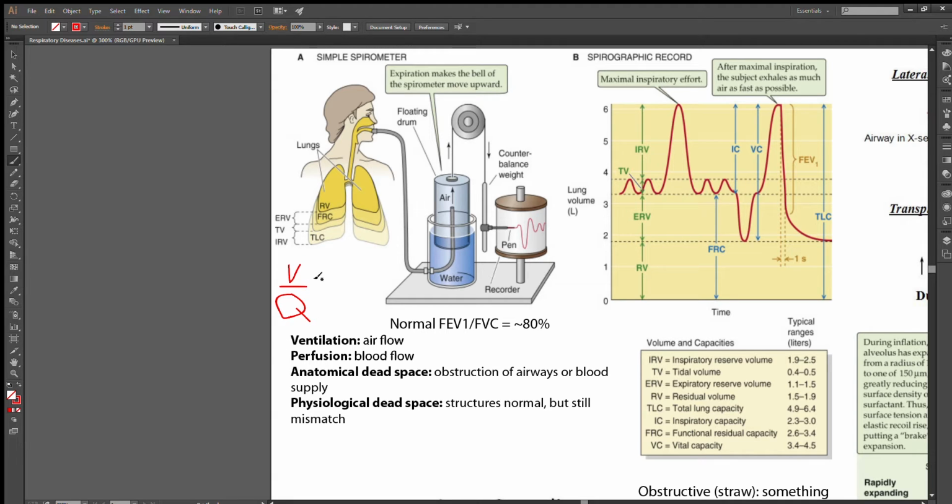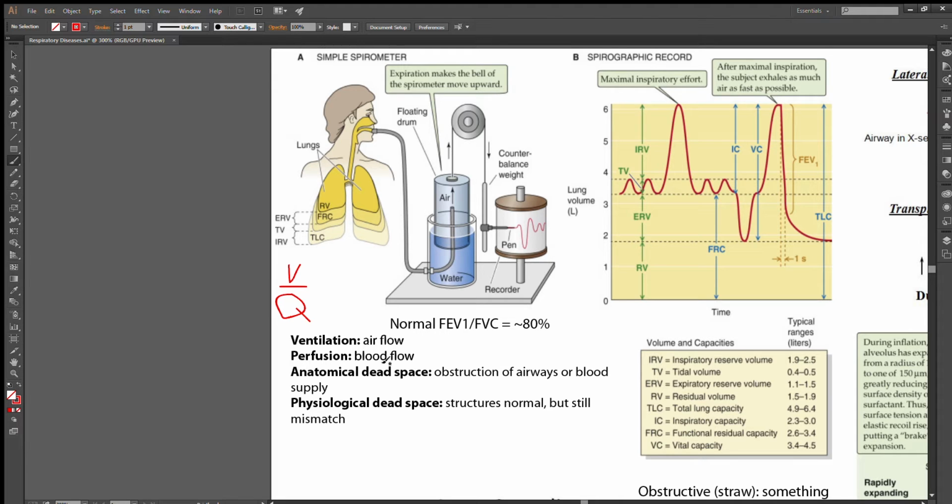And obviously, when there are diseases or when there's something wrong, one of these is likely to change. However, there's always going to be a certain amount of mismatch. So if you have a little bit, that's probably normal, but it's only when it becomes excessive that you have to watch out for some kind of disease.